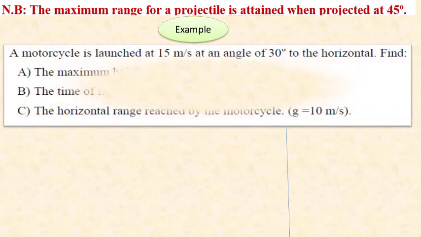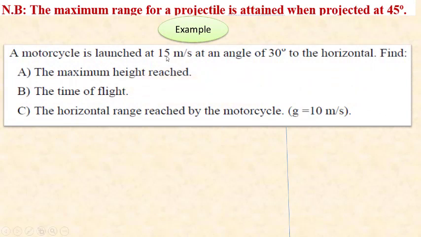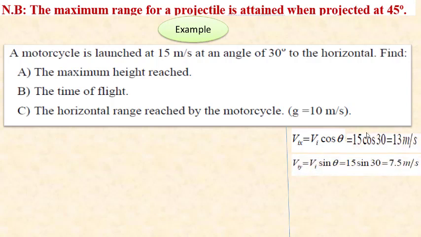Example: a motorcycle is launched at 15 meters per second at an angle equal to 30 to the horizontal. Find the maximum height reached, the time of flight, and the horizontal range reached by the motorcycle, knowing that g equals 10 meters per second square. First step to get the answer of any problem related to projectiles, you have to get vix and viy. Vix equals vi cosine theta, it will be 13 meters per second. Also viy is vi sine theta, it will be 7.5 meters per second.